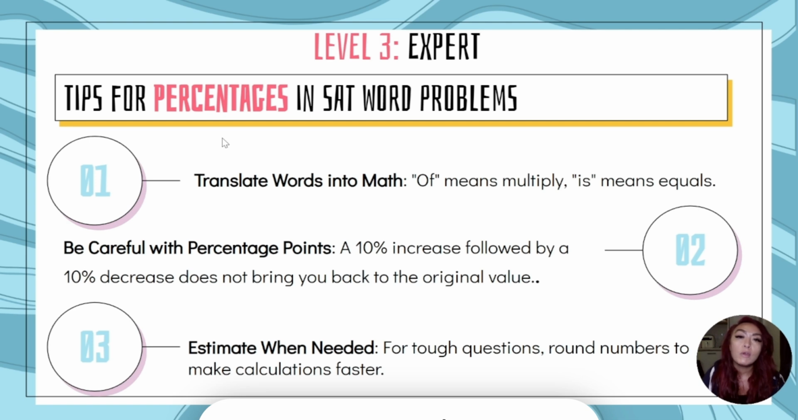In Level 3, we'll look at more percentage word problems. Some tips for these word problems: first, translate the words into math. Of means multiply, is means equal. Be careful with percentage points. A 10% increase followed by a 10% decrease does not bring you back to the original value, and we're going to look at a problem like that. And estimate when needed. For tough questions, round your numbers to make the calculations faster.